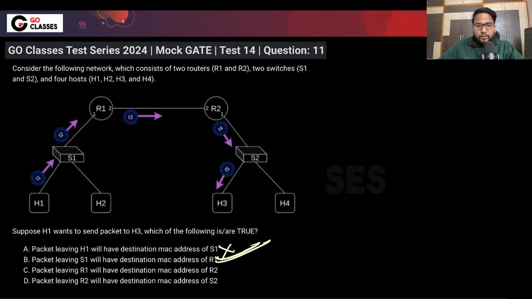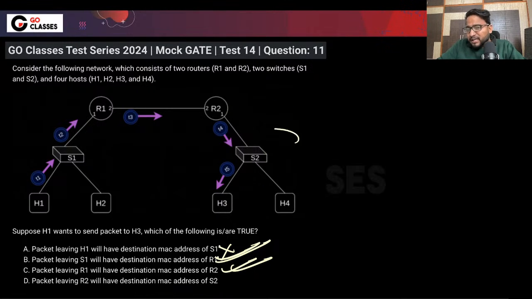This is correct. What about this? If R1 is leaving, then it should be R2. Yes, this is correct because R1 will send to R2, right? R1 will say, okay, I want to send to S3, but S3 is obviously not in the same network. So R1 will send to R2, and R2 will send to S3, not S2.